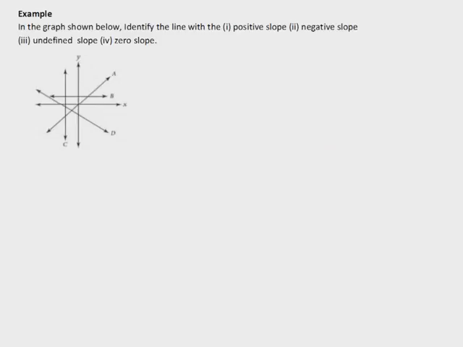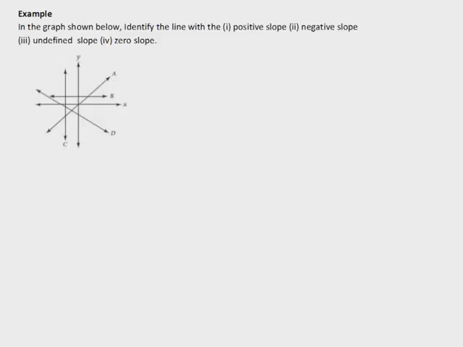How about horizontal and vertical lines? If I have a line that's horizontal and a line that's vertical, they're certainly perpendicular to each other, but is the product of the slopes -1? Let's see. In the graph shown below, identify the line with the positive slope, negative slope, undefined slope, and zero slope.